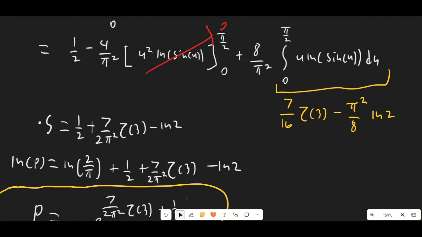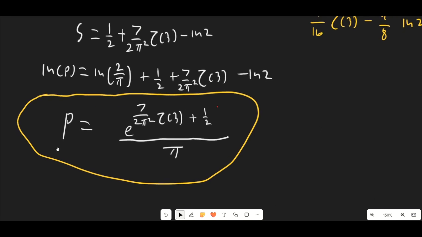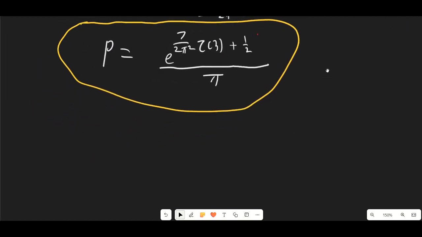So that means overall our summation s equals 1/2 plus 7 over 2 pi squared zeta of 3 minus ln 2, which means that ln p equals ln 2 over pi plus 1/2 plus 7 over pi squared zeta of 3 minus natural log of 2. And overall everything is going, our p is going to be e to the 7 over pi squared zeta of 3 plus 1/2 in the exponent and all over pi. What a magnificent result right there.